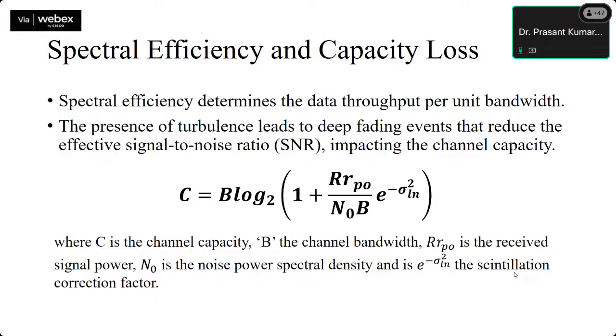So you can see that turbulence has a direct impact on the signal to noise ratio, or in other words, the turbulence will affect the information carrying capacity of the designed link. So if you encounter strong turbulence, then the channel capacity will definitely fall as compared to the weak or the moderate turbulence scenario.